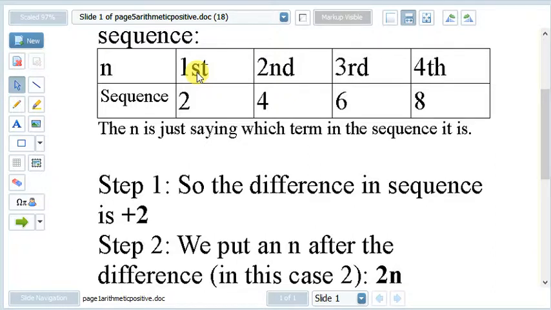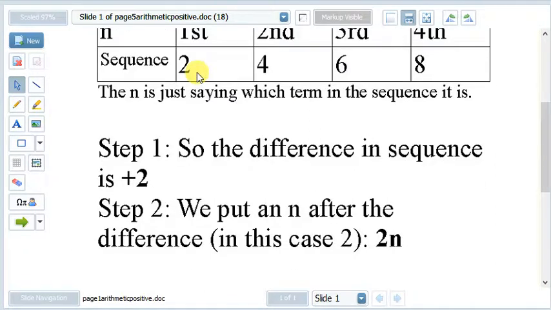in the sequence. So step 1, we work out the difference in the sequence. This one I've chosen is the even numbers, so the difference is it's going up by plus 2 each time. Step 2, we always put an n after the difference, in this case plus 2, so it becomes plus 2n.